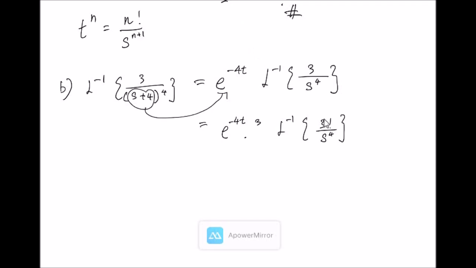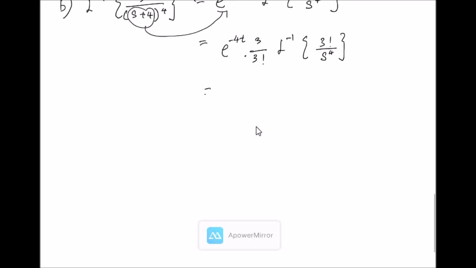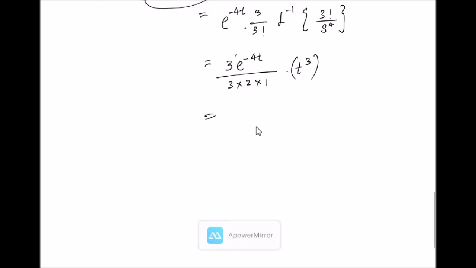As you know, this 3 factorial does not belong to this question. So we must cancel it out by dividing by the 3 factorial. So I divide with 3 factorial. So I simplify it. 3 factorial refers to 3 times 2 times 1, and then multiply with t power of 3. Okay, t power of 3. So I can cancel out the 3 here. So I am left with t power of 3 exponent minus 4t divided by 2.